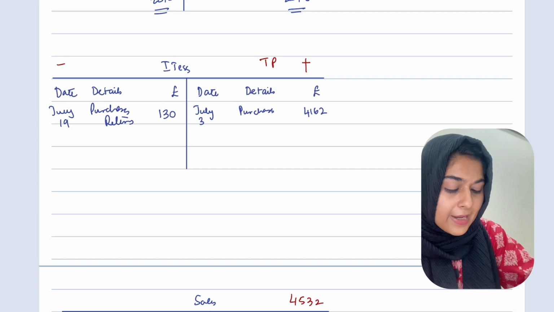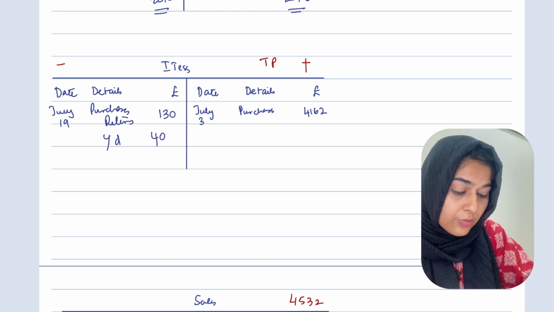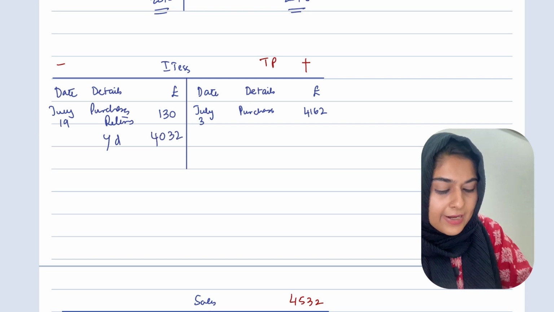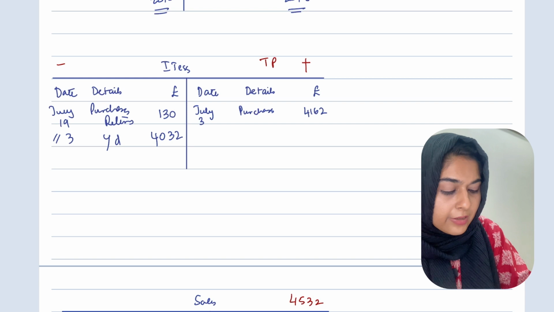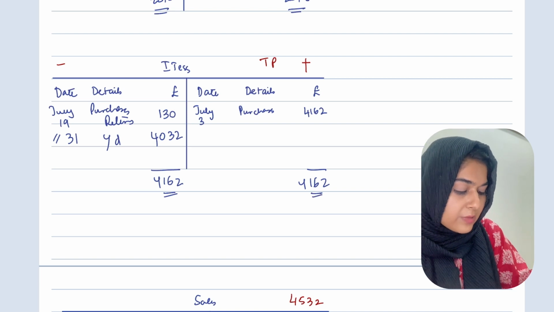For IGCSE again I will calculate the carried down. So 4162 minus 130 will give me 4032, and this will be July 31, और फिर हो जाएगा 4162 total and 4162 for the credit side as well, and this will become your brought down as well 4032, and this will be August 1.